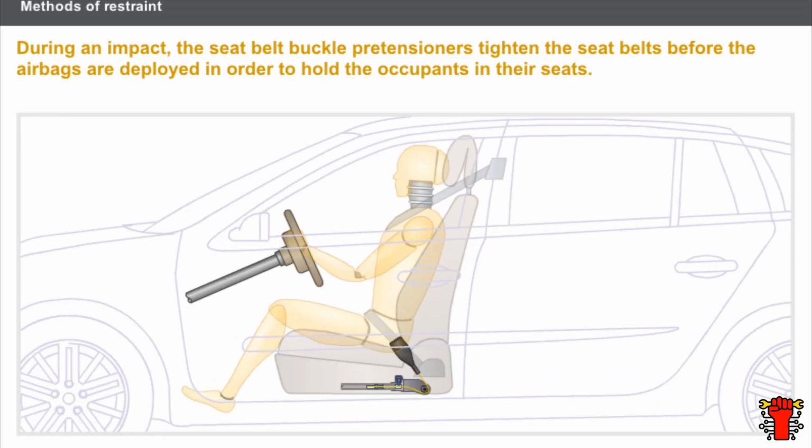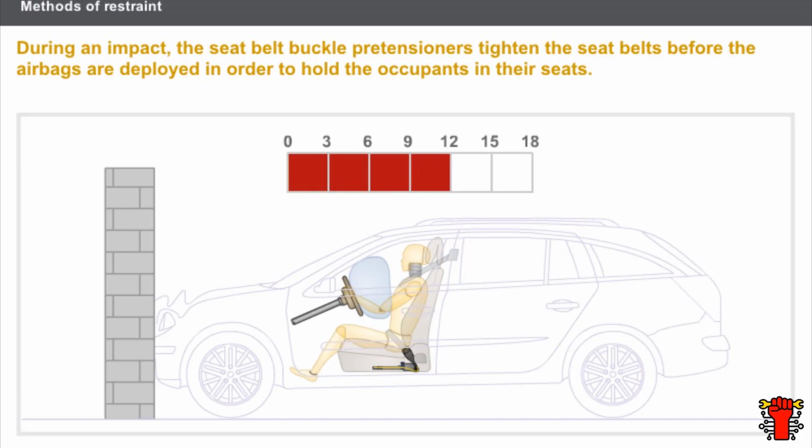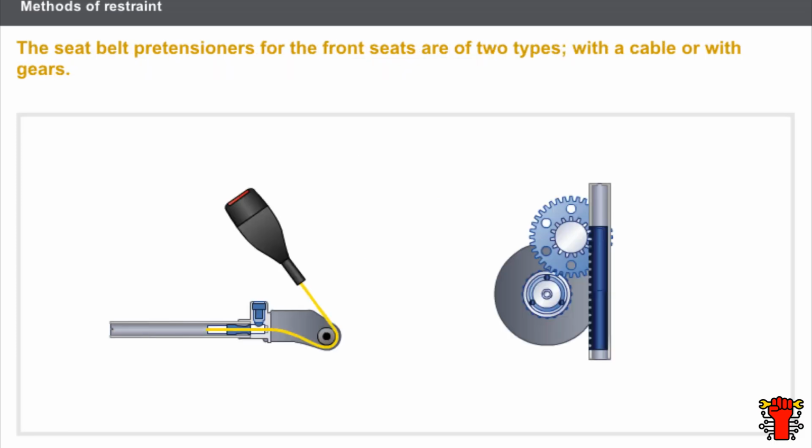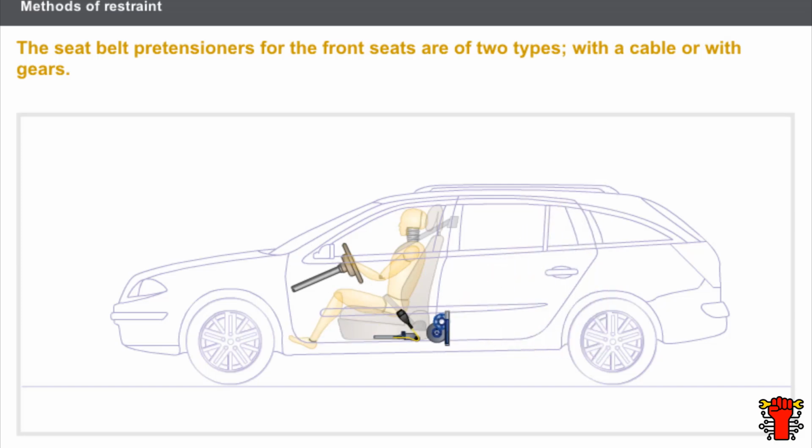During an impact, the seatbelt buckle pretensioners tighten the seatbelts before the airbags are deployed in order to hold the occupants in their seats. The pretensioners are activated approximately 12 milliseconds after the start of the impact. Various seatbelt pretensioner configurations exist depending on the vehicle model. The seatbelt pretensioners for the front seats are of two types: with a cable or with gears. They are fixed to the seat frame or to the passenger compartment B-pillar.